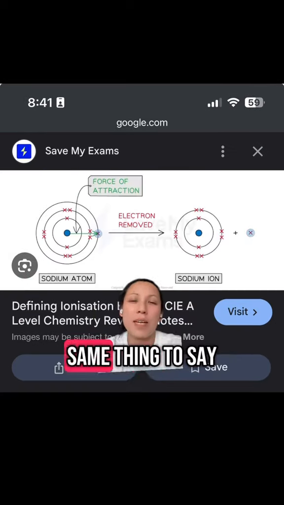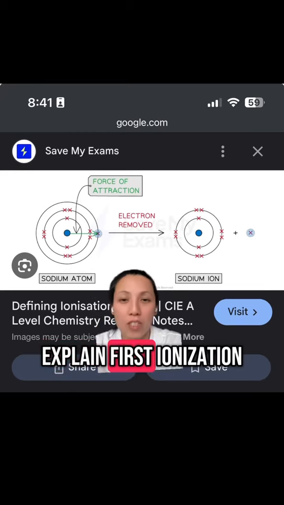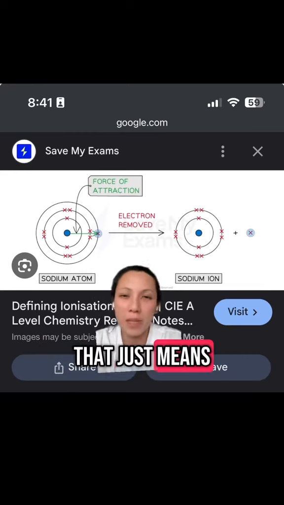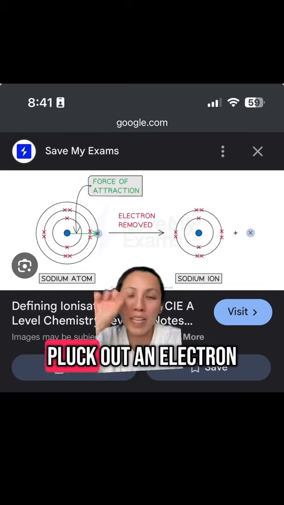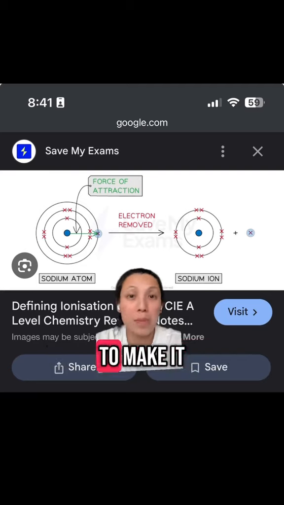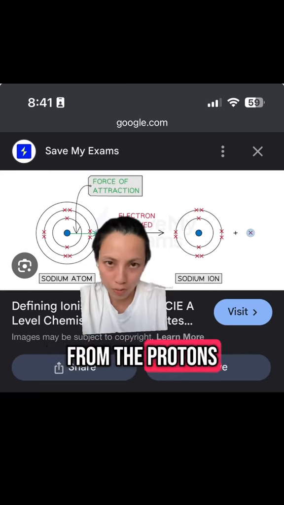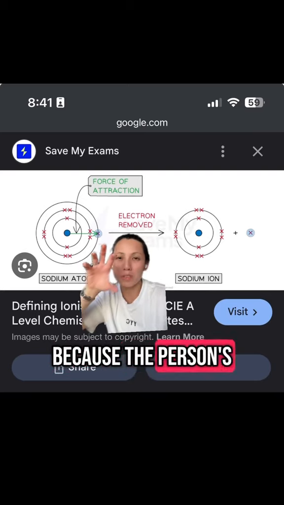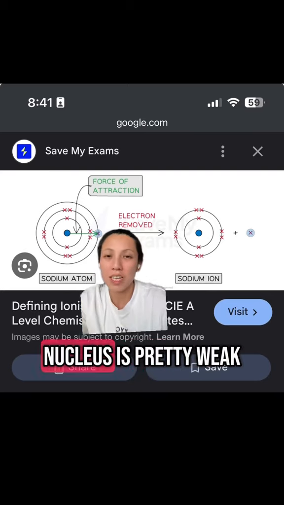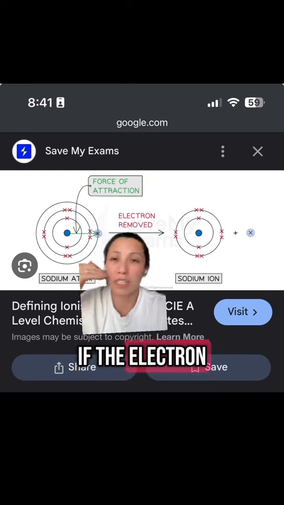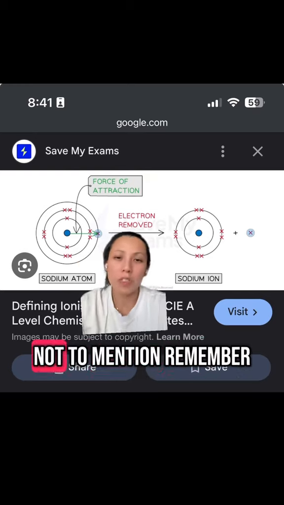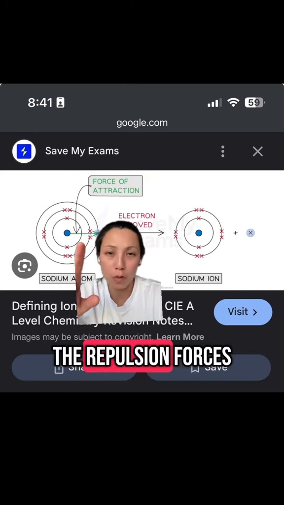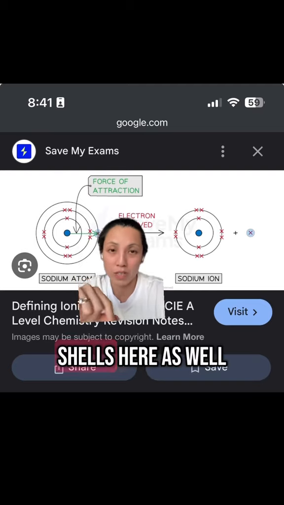Okay, let's use the same thing to, say, explain first ionization energy. That just means how much energy is required to pluck out an electron from an atom to make it an ion. The further it is from the protons, the easier it is to happen. Why? Because the proton's ability to pull it towards the nucleus is pretty weak if the electron is really, really far away. Not to mention, remember, you're still fighting the repulsion forces from the inner shells here as well.